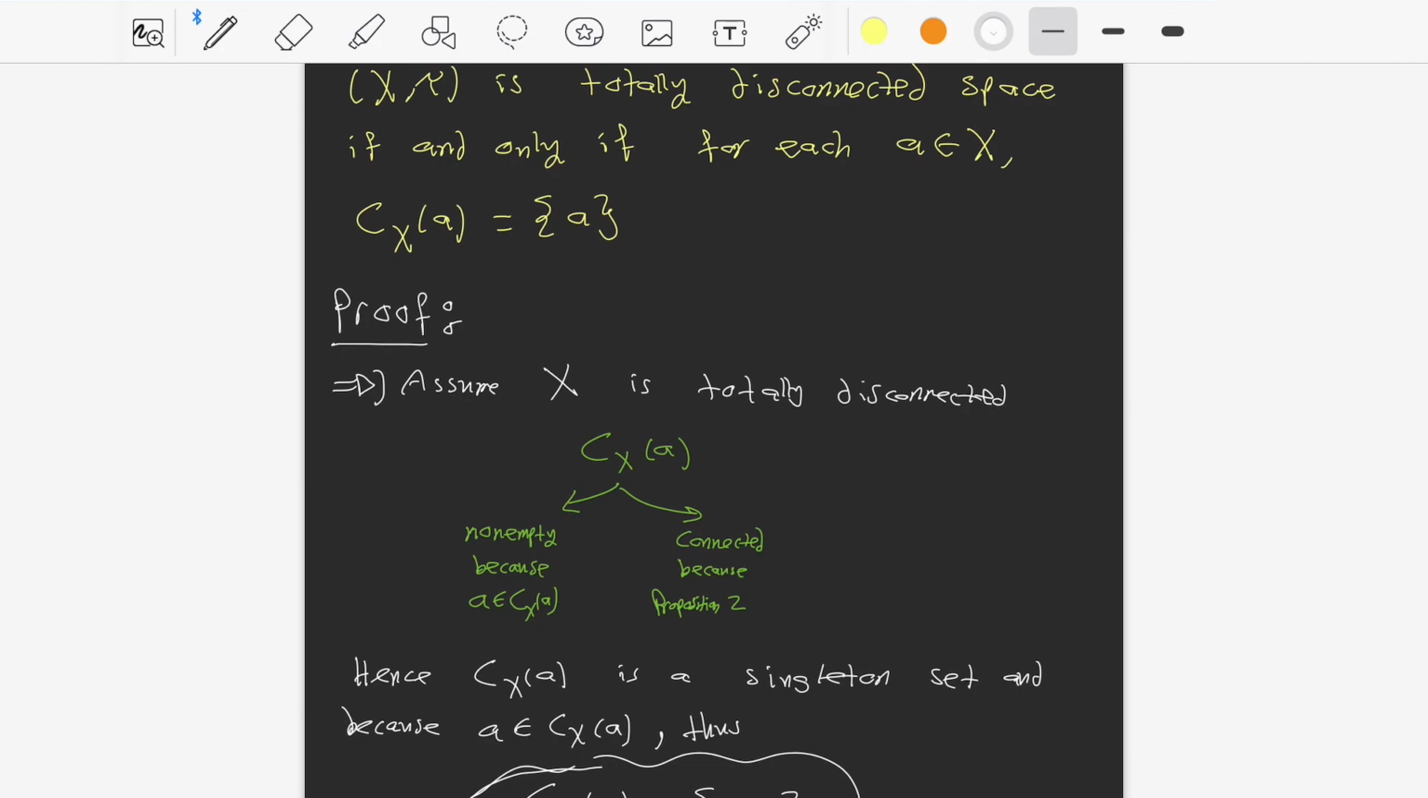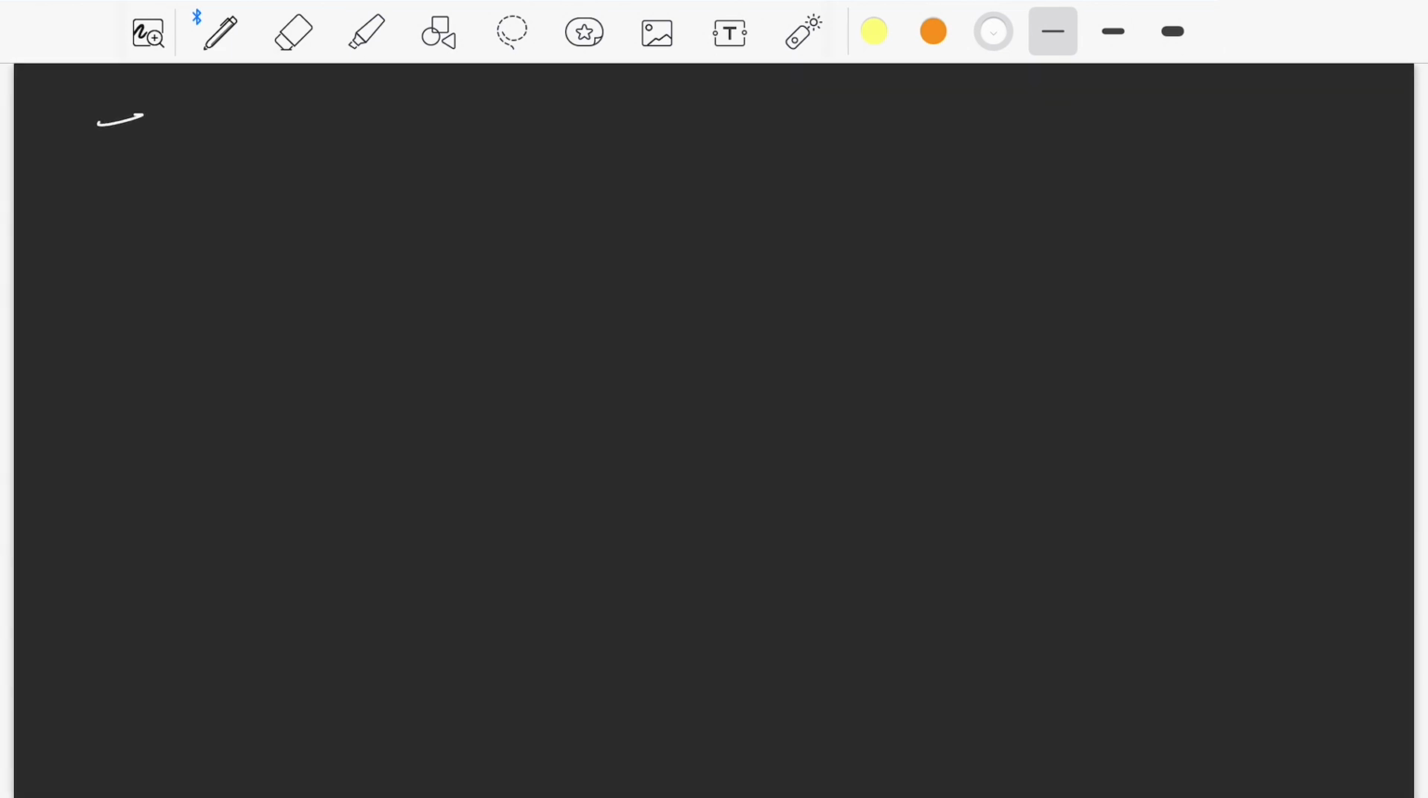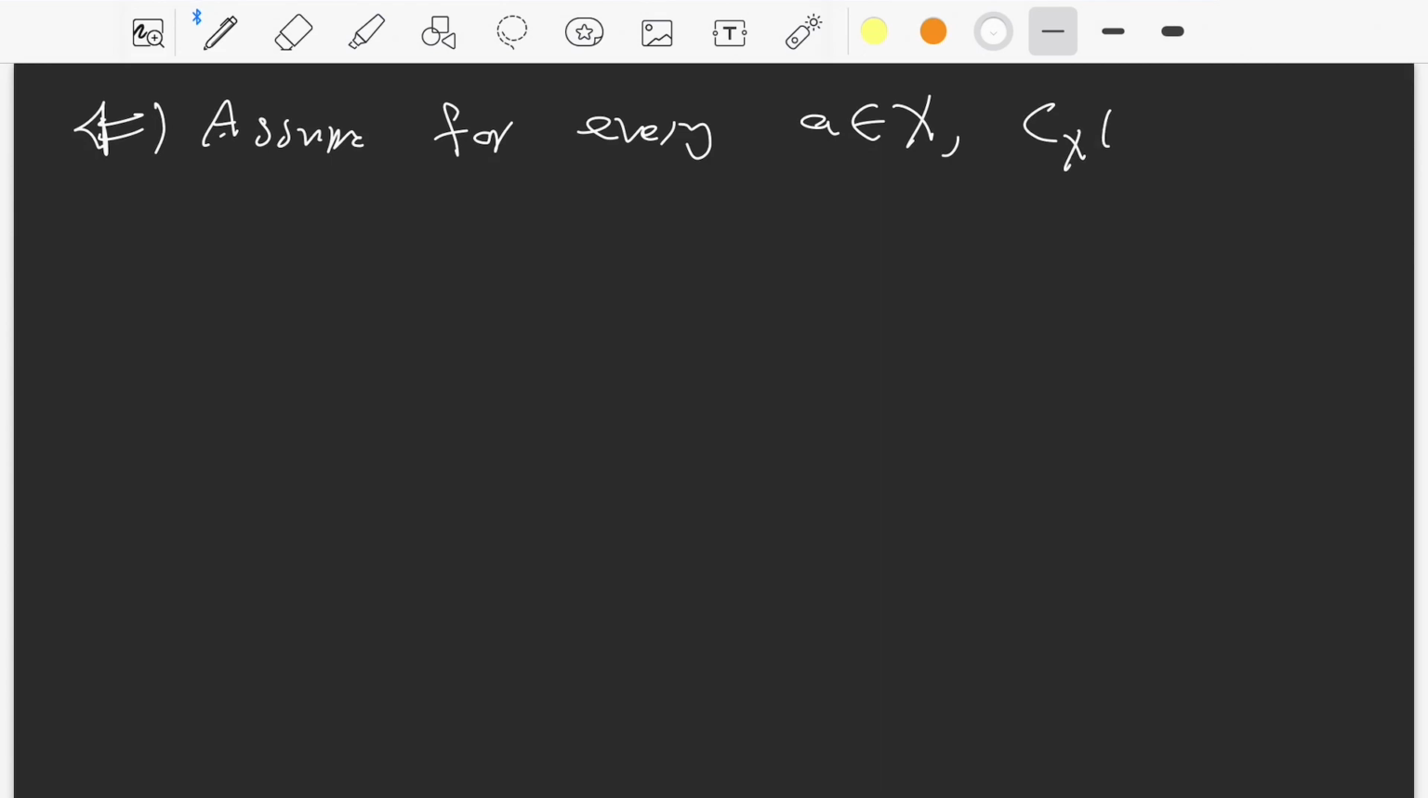Now let's do the opposite. Let's assume that the connected component is only the singleton A, and we prove that any other connected set will also be a singleton. So the other direction, assume for every A in X, the connected component containing A, which is the largest connected set containing A, is just a singleton A.